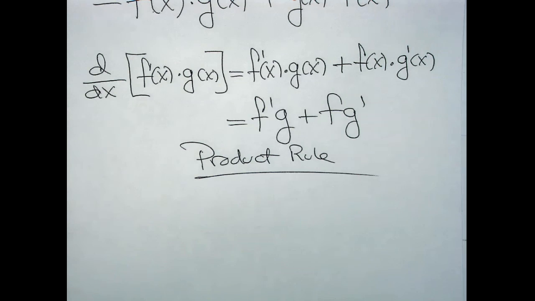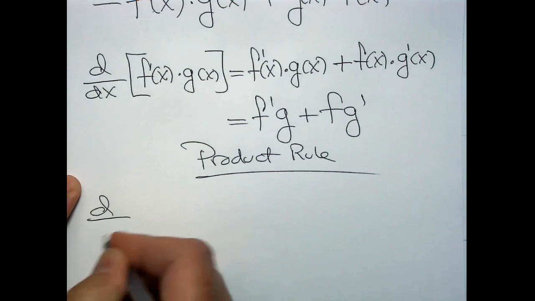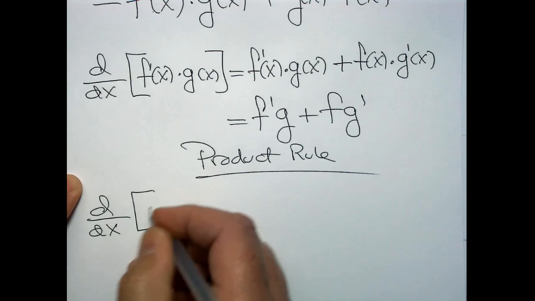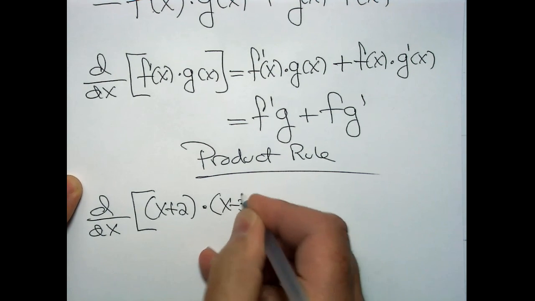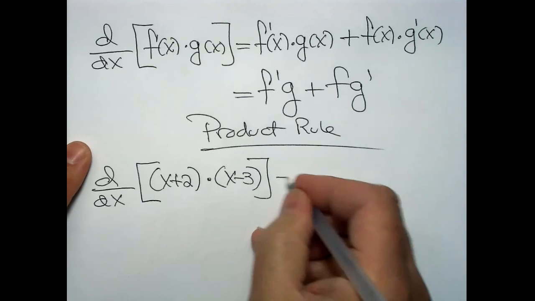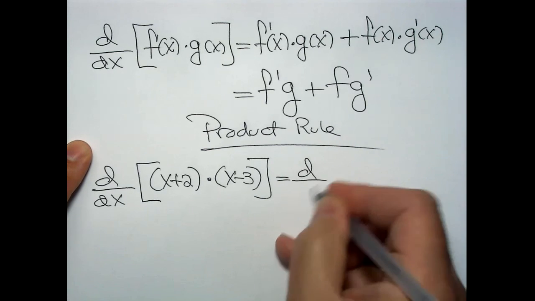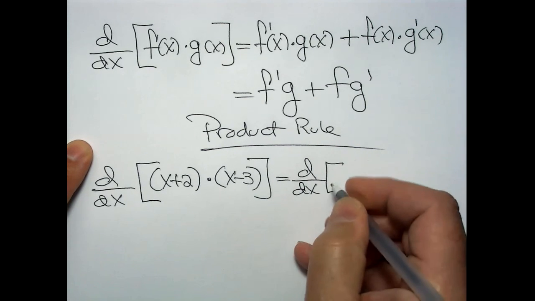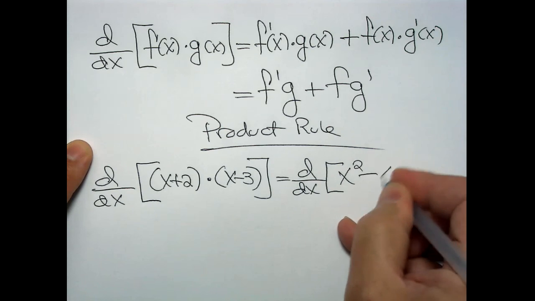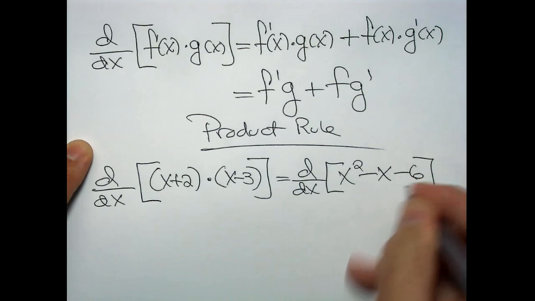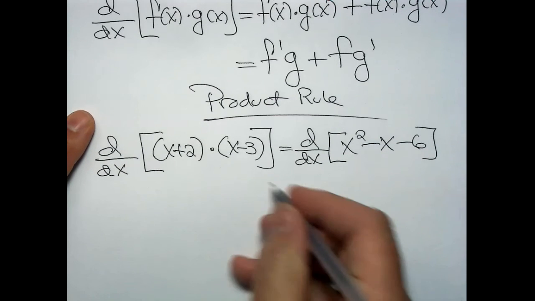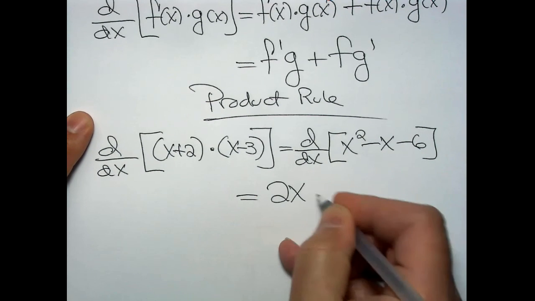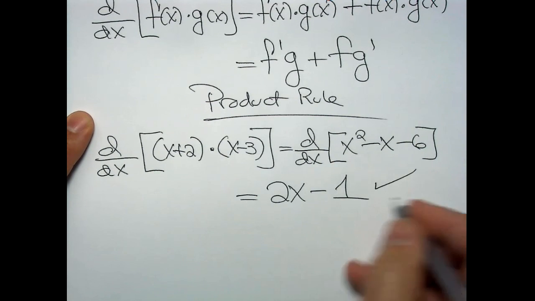So I did say I would go back to the original problem to see if it worked. If you remember, we took the derivative of x plus 2 times x minus 3. And because we didn't really know the product rule, we actually went ahead and multiplied the contents to learn what function was in there first, which was x squared minus x minus 6. At this point, we can use the power rule, the constant multiple rule, and the constant rule to come up with 2x minus 1. That is the correct derivative.